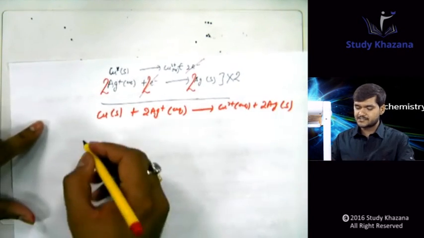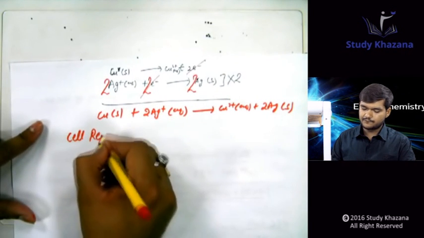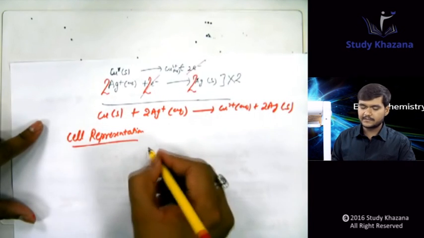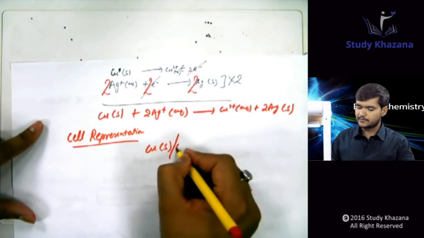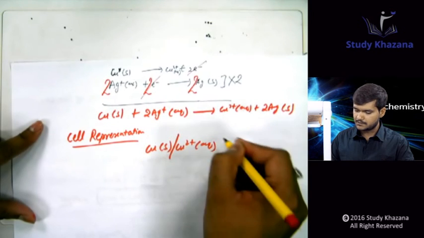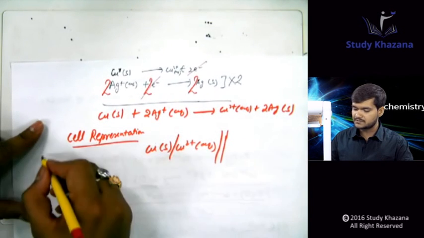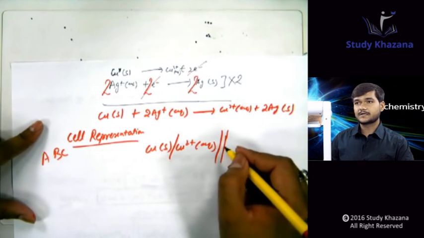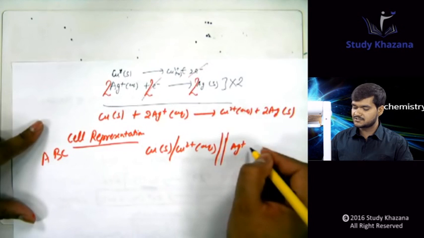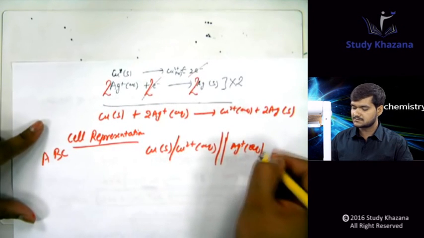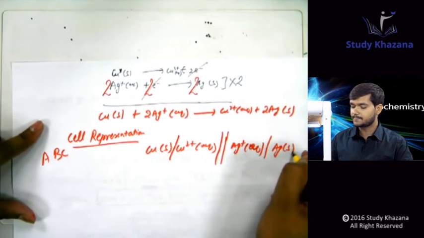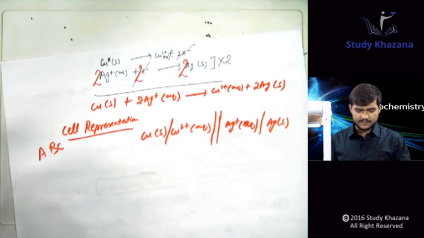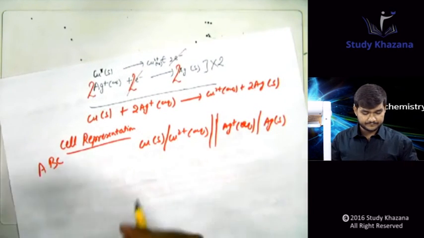Now what is the cell representation? The cell representation for this is Cu solid becomes Cu2+ aqueous, salt bridge. You know what is ABC? Yes. So Cu solid becomes Cu2+ aqueous, and then Ag+ aqueous becomes what? Becomes Ag solid. So this is the cell representation for this. Let me give you another example to make you more clear.